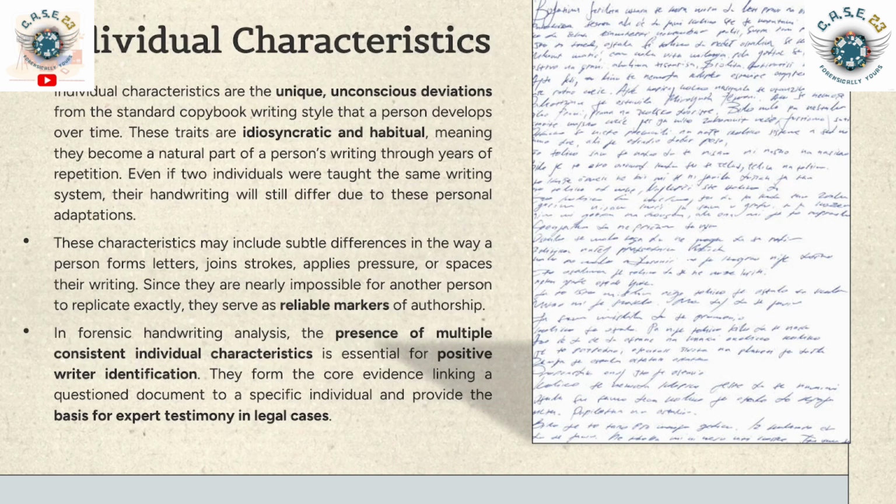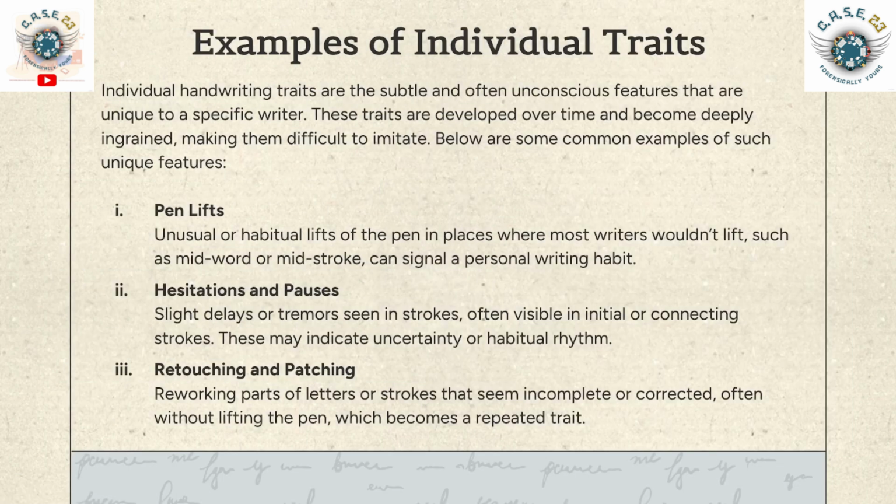So when an examiner finds enough of these unique traits repeating across different documents, both in the question document and in the known samples, they can confidently say whether it has been written by the same person or not. Now these traits form the core evidence in handwriting cases that can be submitted in the court of law. Now let's look at some of the examples of individual traits.